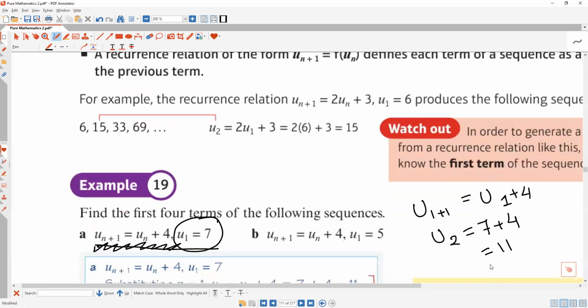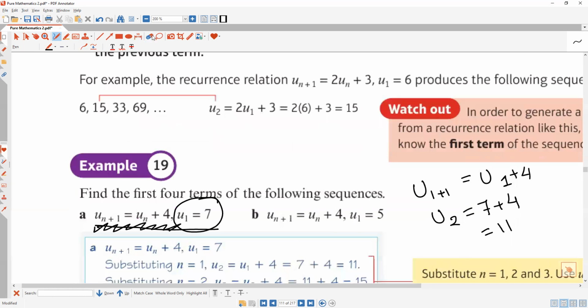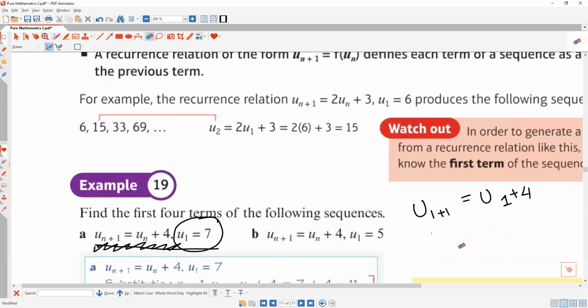Now let me find my U3. Let me rub this out and find U3. If I want to find U3, what will I put here? U2. What is 2 plus 1? 3. And here I put U2, because I gave U2 here, so I have to give U2 here as well. What was the U2 we got? 11. What is 11 plus 4? 15. Everyone got this?